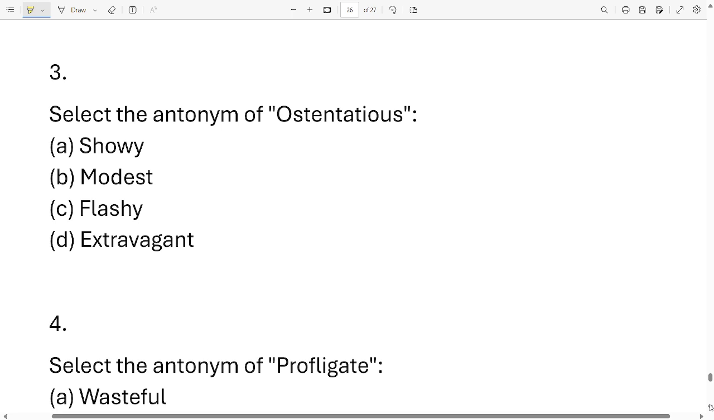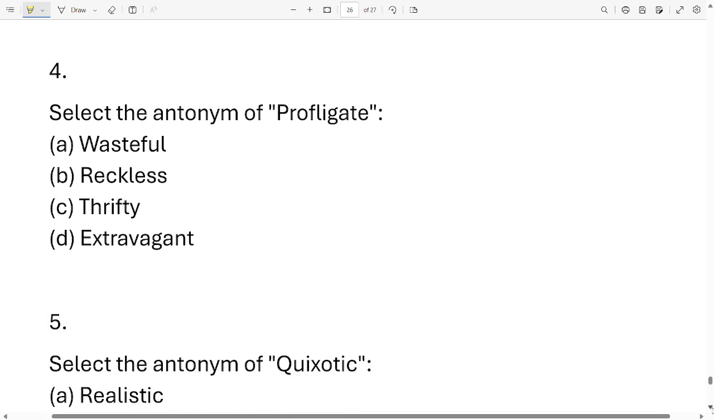Next, select the antonym of ostentatious. Showy, modest, flashy, extravagant. These are the 4 options. Which one is correct? It is option B, modest. Next question. Select the antonym of profligate. Options are wasteful, reckless, thrifty, extravagant. Which one is the correct option? It is option C, thrifty.